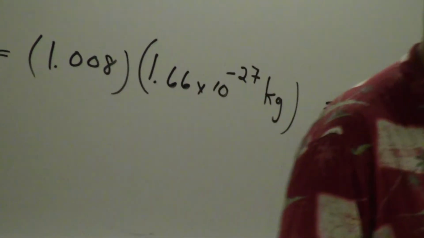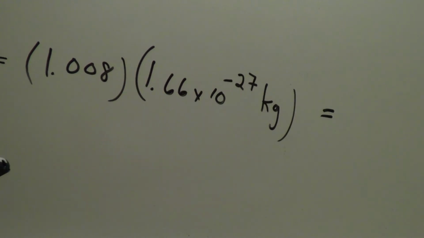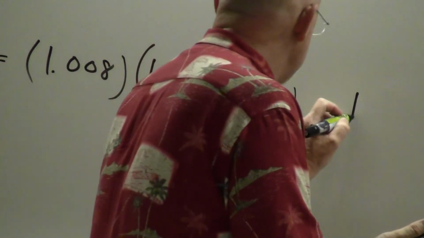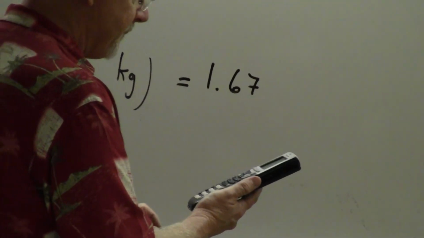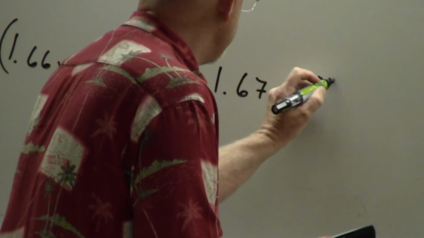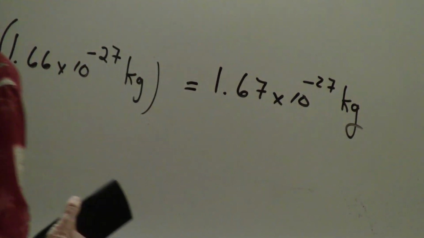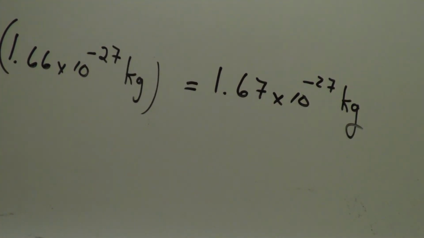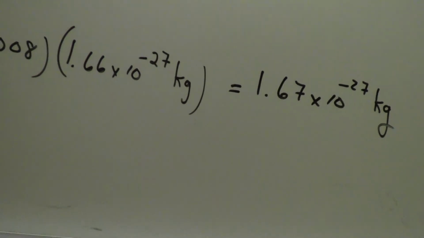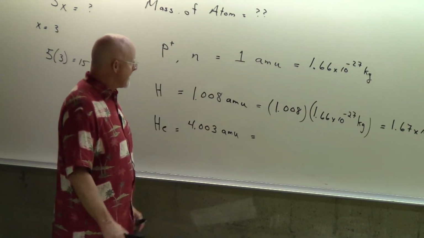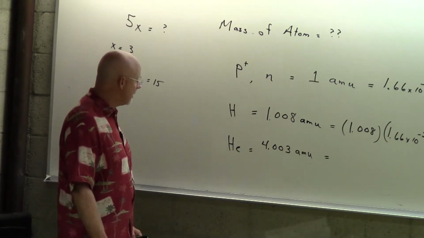Now, I'll need a calculator here for this. So grabbing my calculator and going 1.008 times 1.66 times 10 to the negative 27, I get a mass of 1.67 times 10 to the negative 27 kilograms. So if I wanted to know the mass of hydrogen in terms of the units that I'm familiar with, which is kilograms, that's what I would do. But I think you will find out as we continue that atomic mass units is a nice unit, so you'll get comfortable with that.